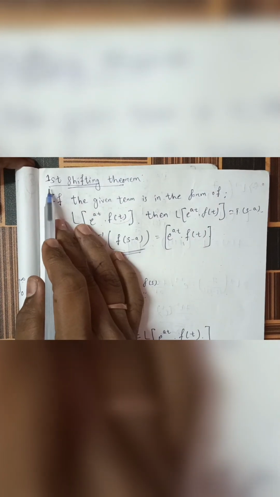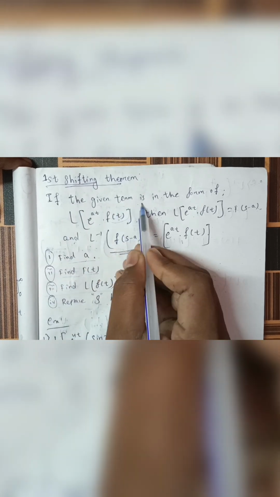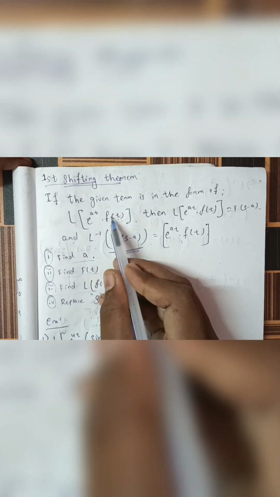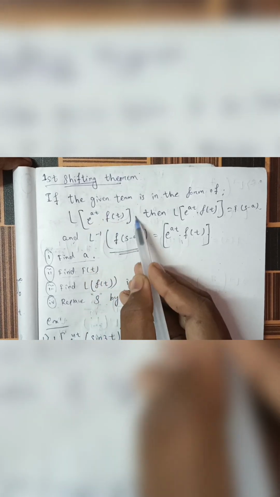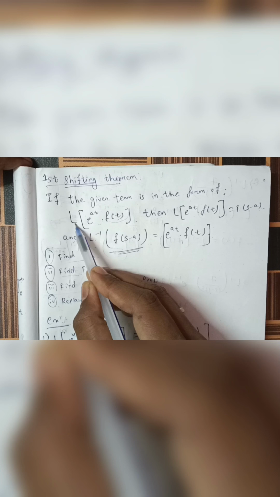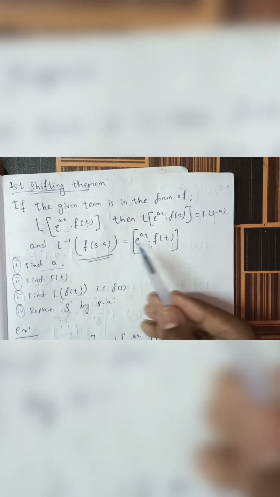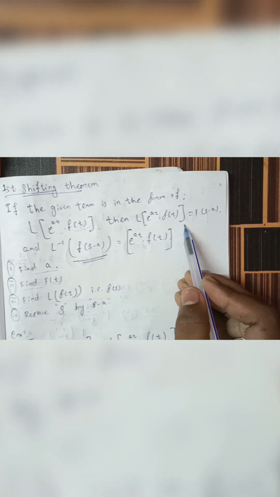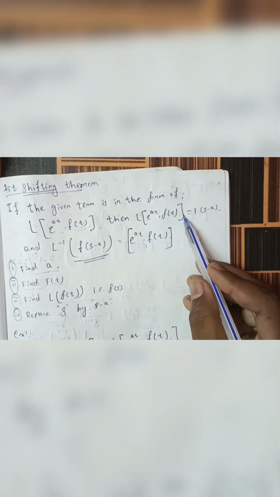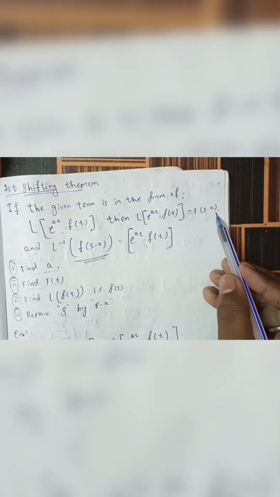Today's topic is the first shifting theorem. If the given term is of the form e to the power at into f of t, and the question asks us to find the Laplace, then we will simply apply the formula. The trick is: Laplace of e to the power at into f of t equals F of s minus a.